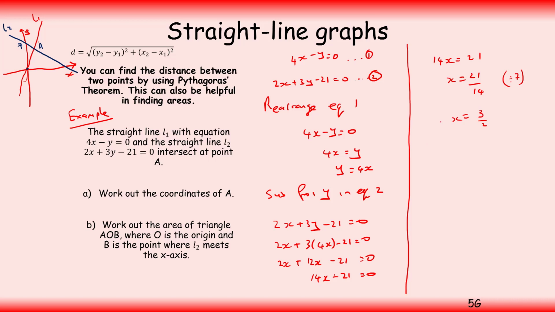And now I need to find the y coordinate, and I can sub this back into this equation here. Sub for x. So y is equal to 4x, which implies then that y is equal to 4 times 3 over 2. 2 goes into 4 2 times, so 2 times 3 is 6. So point A has coordinates of 3 over 2, 6. So that's our point A. We've done part A of the question.